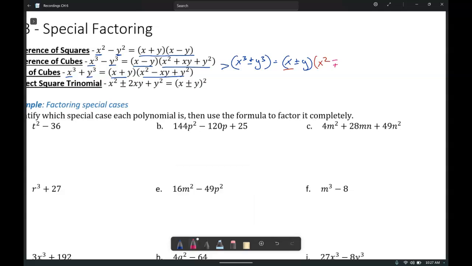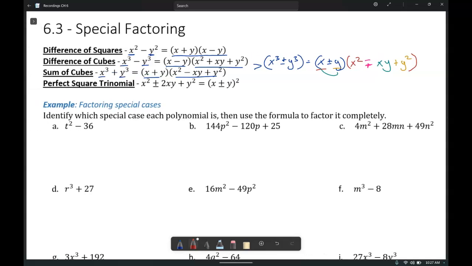So if our polynomial was a sum of cubes, we would be subtracting here. If it was a difference of cubes, we would be adding. Then we multiply x and y. And then last but not least, we add y squared, the second term squared. And that's going to be our formula for sum and difference of cubes.